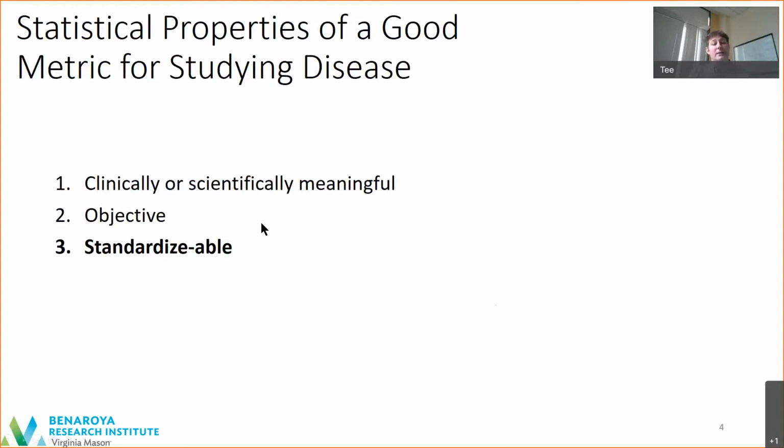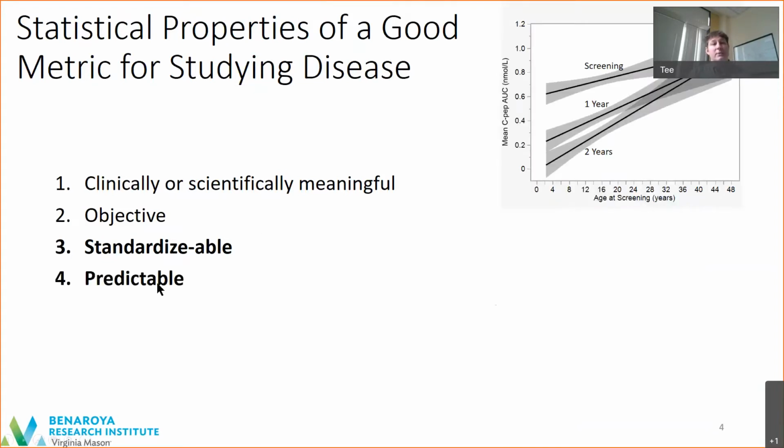And then lastly, it's important that the metric is predictable. Once you have controlled, for instance, the baseline value of C-peptide and the age, you have statistical precision that is gained. And this higher level of certainty affords greater statistical power and feasibility. Good qualities for clinical trial research.